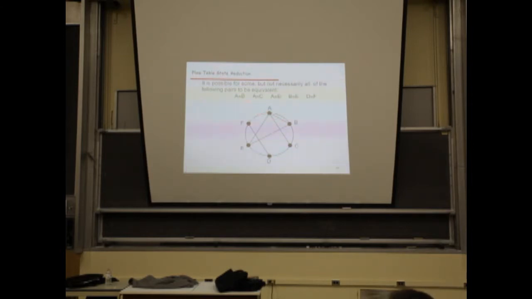So if you look at this, A is equivalent to B, A is equivalent to C, that's why I have them aligned, or linked. A is equivalent to E, B is equivalent to E, and D is equivalent to F. So now I have to find the least number of states by finding cliques.